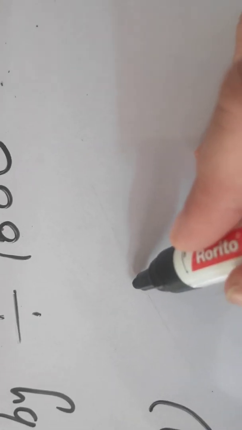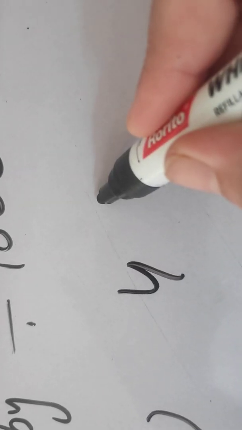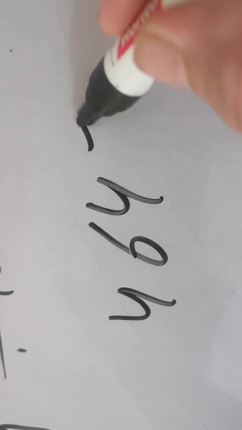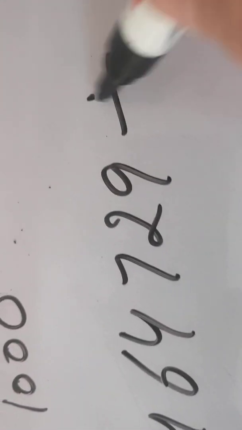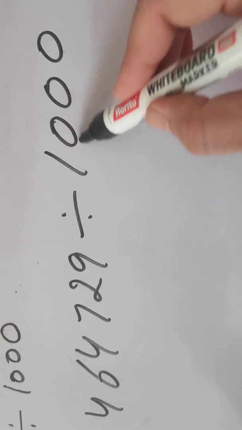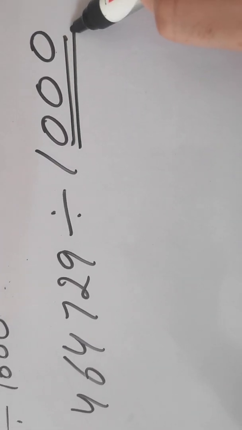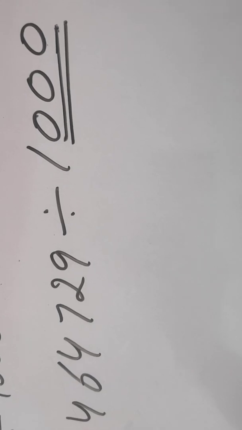According to the divisor, there are 2 zeros, so the right side 2 digits of the dividend become the remainder. What happens in the case when we are going to divide by 1000? Example is 4,64,729. We are going to divide by 1000. So 1000 contains 3 zeros.